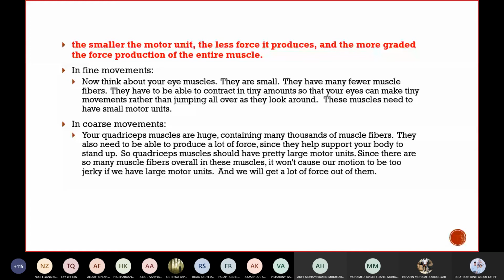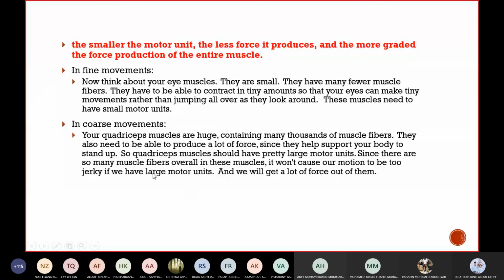So because you want to look at a precise object at a precise distance using small muscles. Okay, so in a small motor unit there's less force, so you don't need to carry a huge object or something like that. There's less force, but the precision is more.